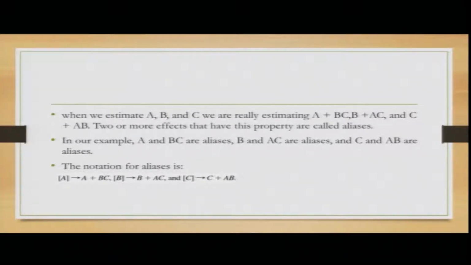In our example, A and BC are combined together as aliases, B and AC are one set, and finally C and AB are another set. The notation of these combinations is given as: A is found out by the combination of A plus BC, B is found out by the combination of B plus AC, and C is found out by the combination of C plus AB.